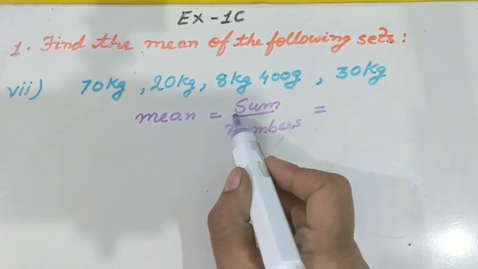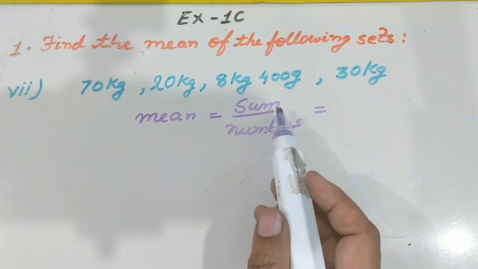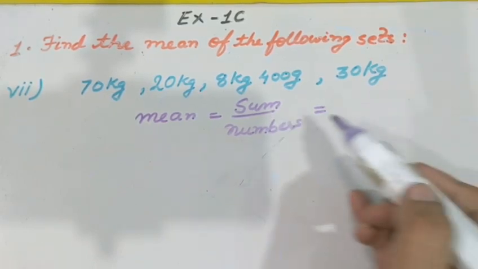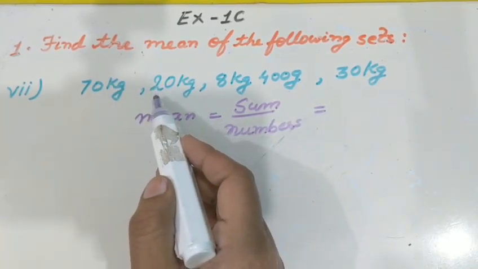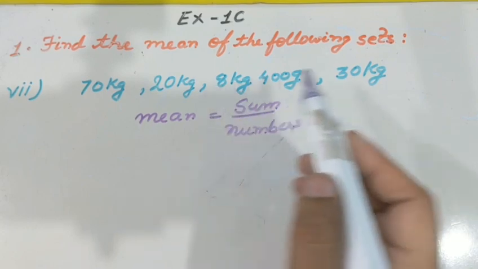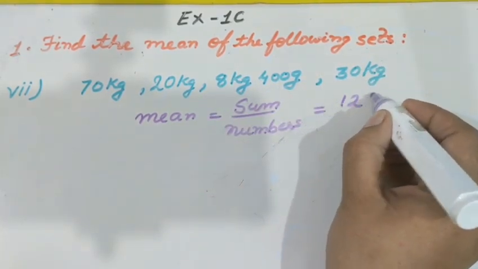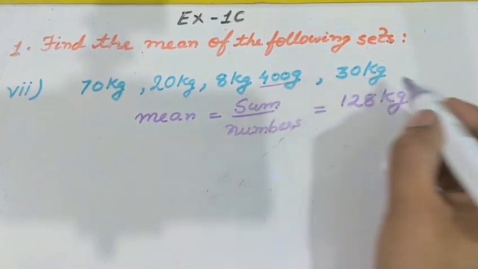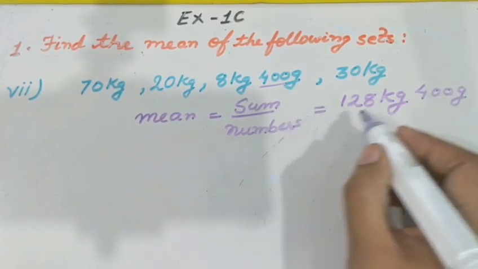Let us try to find the sum of observations. If you can do it directly, it's up to you. Either you make a rough column and add all and bring the sum here, or you can do mental math. 70 plus 20, 90 plus 8, 98 plus 30, 128 kg. So total kgs, 128 kgs. And how many grams? 400 grams. This is the sum of all the observations.